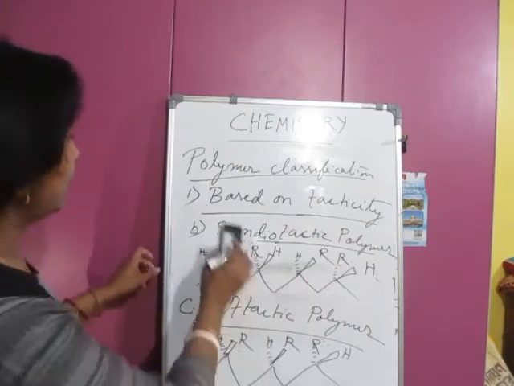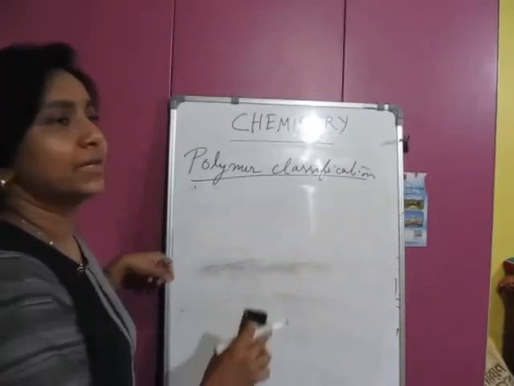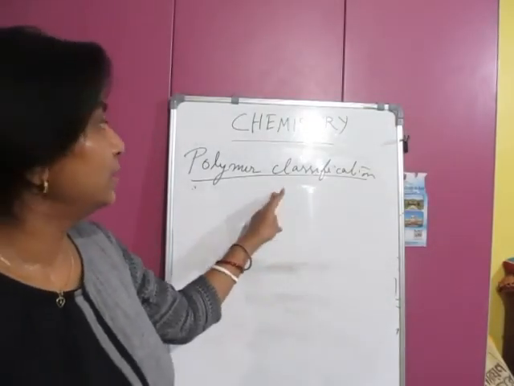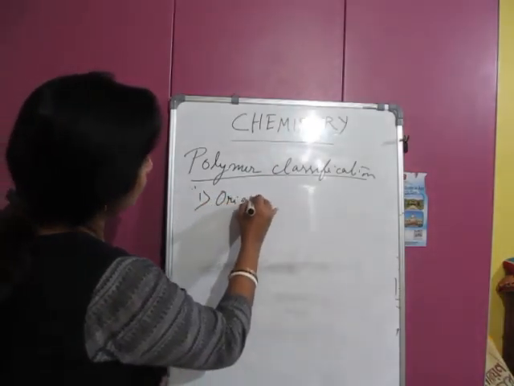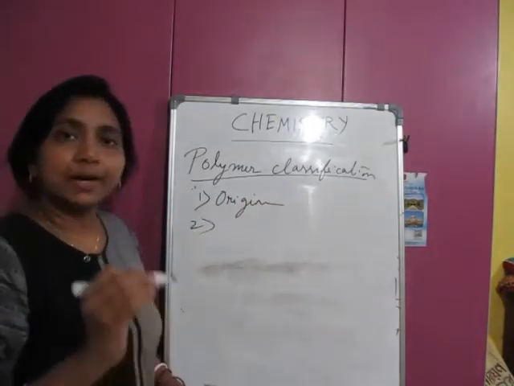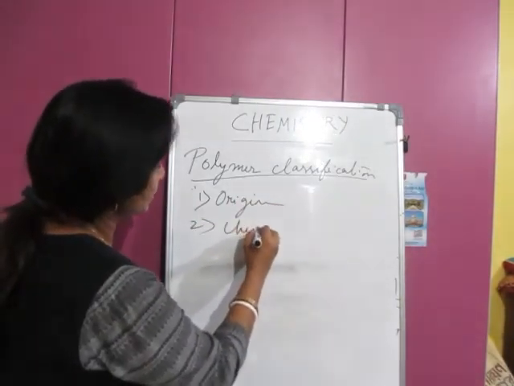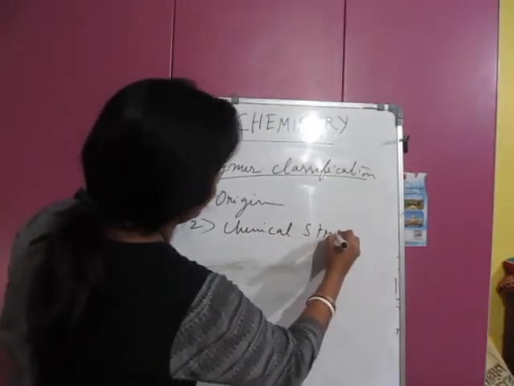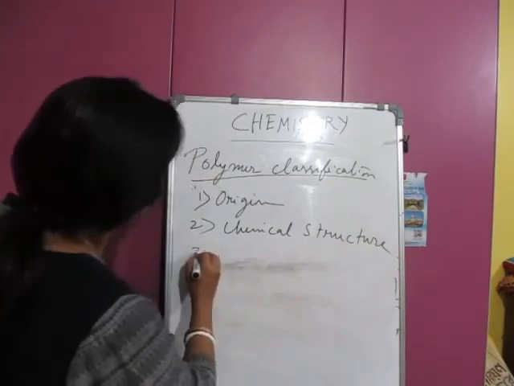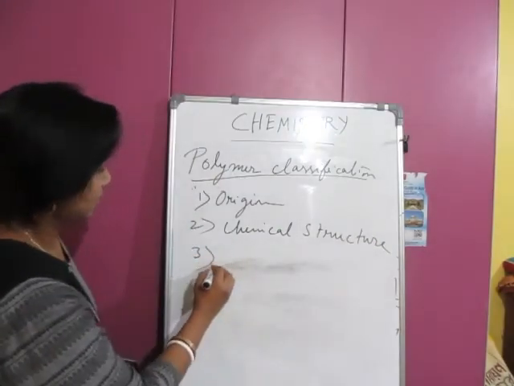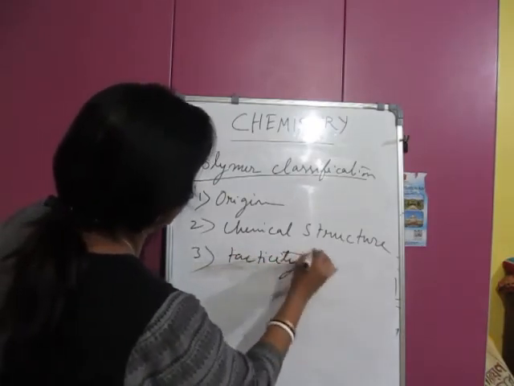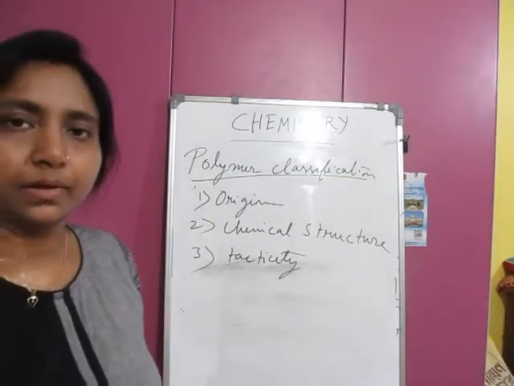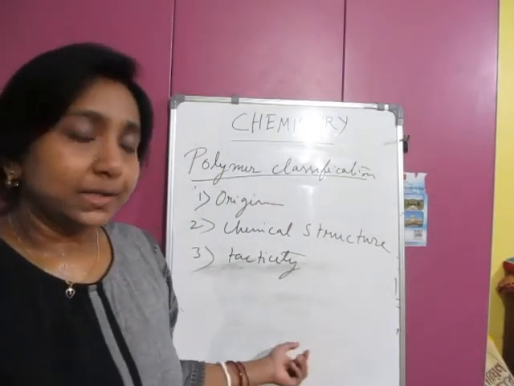Okay, so today if I summarize, you have learned polymer classification based on number 1, origin, number 2, the chemical structure, and number 3, the tacticity. So you practice this one.